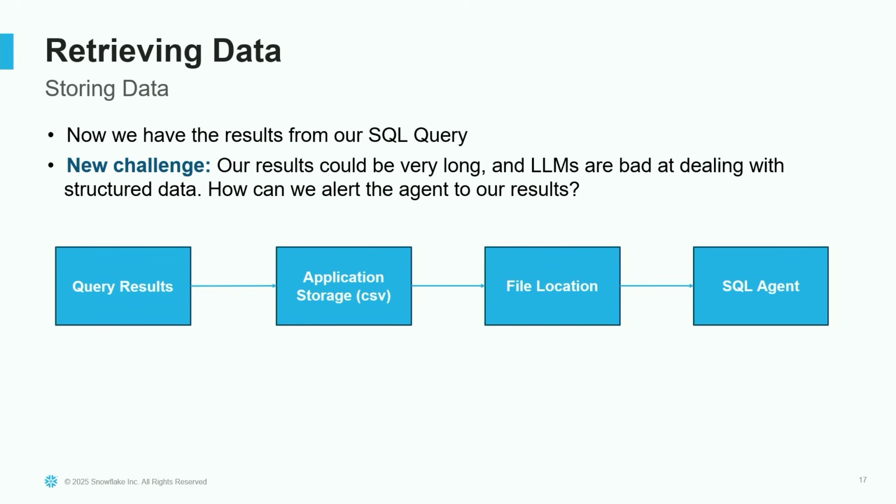Again, you can see at the bottom, you could store this locally as a CSV file. You could also store it in a Snowflake stage, just anywhere where you can indicate to the agent that it's stored.